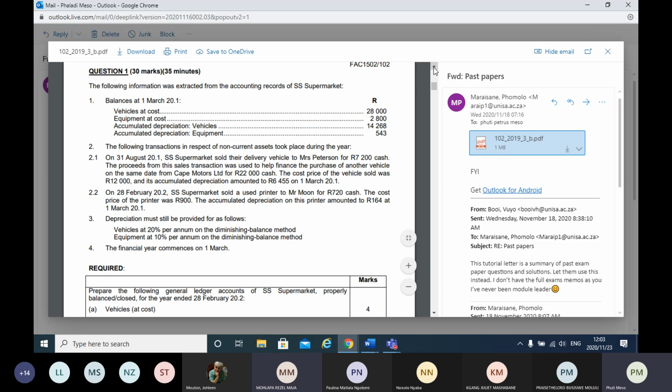Right. Quickly, somebody can help me. Do we apportion the months here or do we take it straight, the full 12 months? It's the full 12 months, right? Yes, it's the full 12 months. Do you agree?